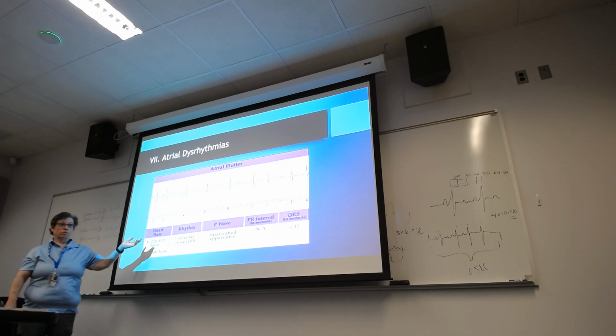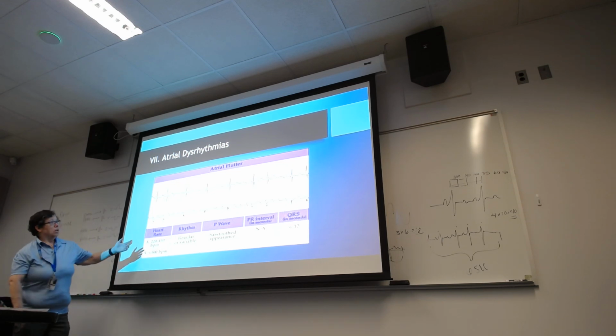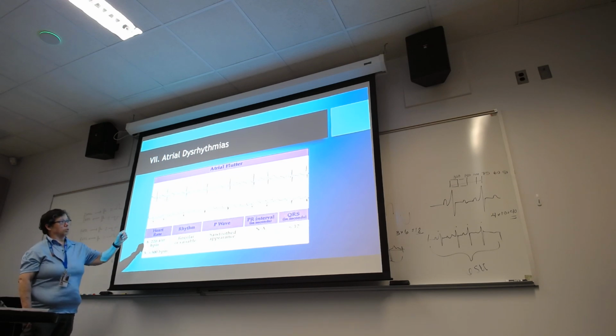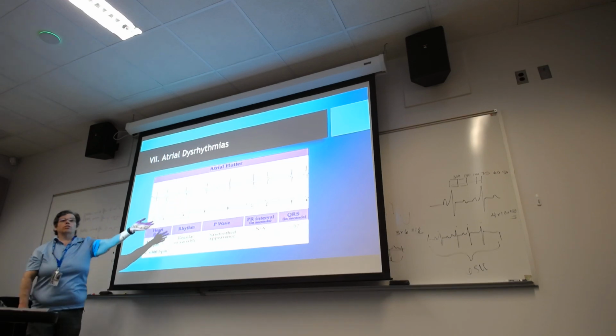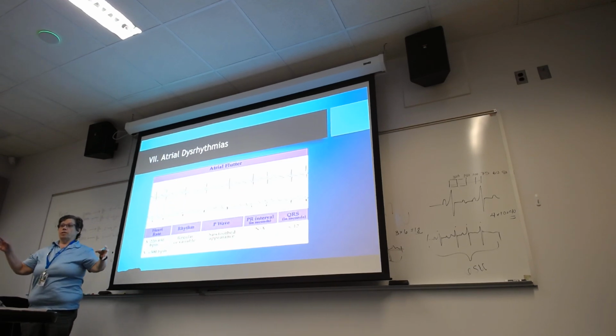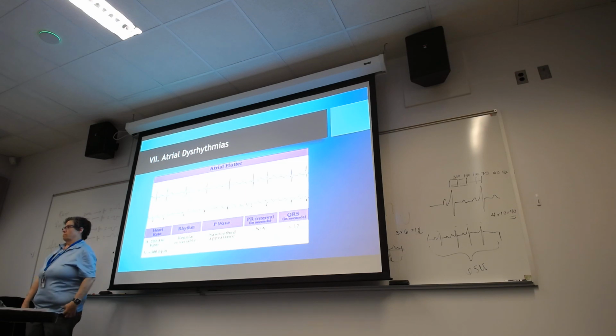It kind of looks like a sawtooth, right? This can be hard to pick up when there's not that many sawtooths, but this one, there's like 3 of those, so that's like a 3-to-1 conduction. So you get 3 atrial beats for 1 ventricular beat, okay?